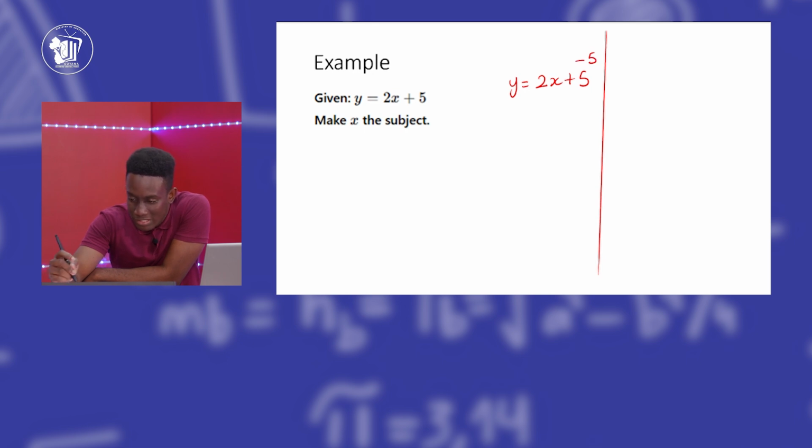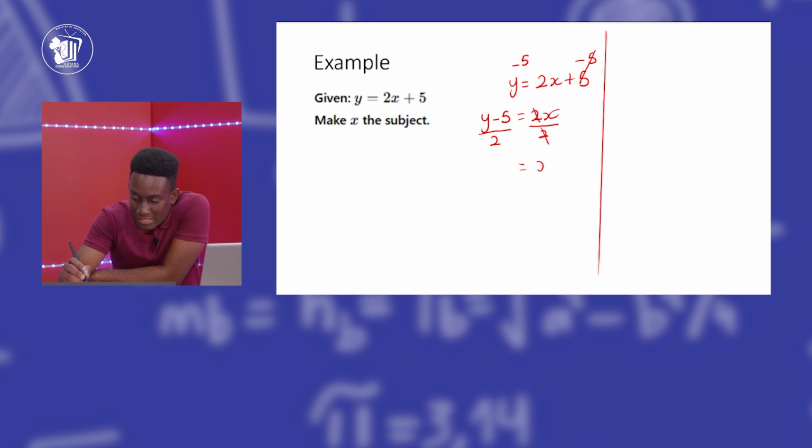Because we subtracted 5 from here, the balance is off, so we must subtract 5 from this side as well. We'll end up with y subtract 5 is equal to 2x, and 5 subtract 5 will give you 0. Then of course we want to get rid of this 2. To get rid of this 2, we can divide this side by 2 because the 2 is multiplying. And once again, to keep the balance, we should also divide the other side by 2. When we divide this by 2, this 2 will cancel out with that 2.